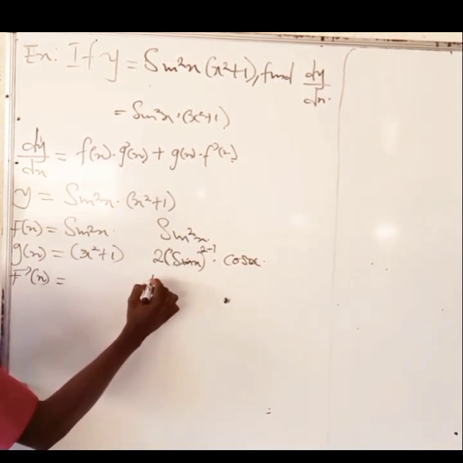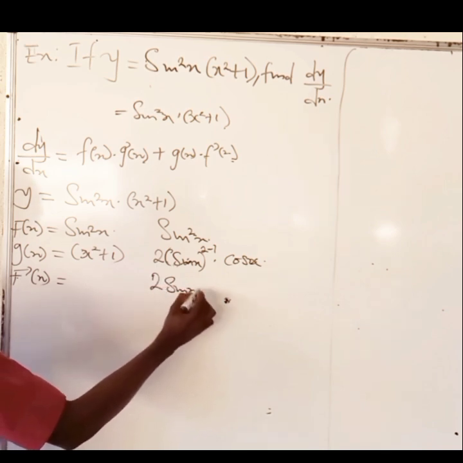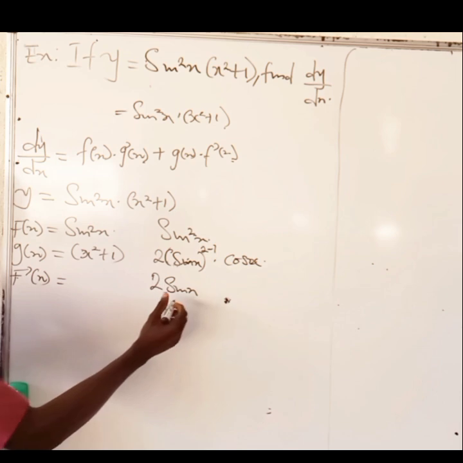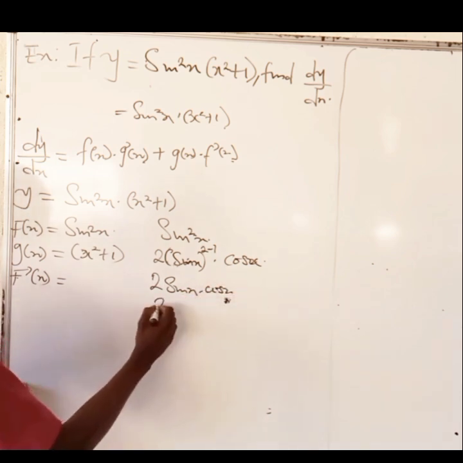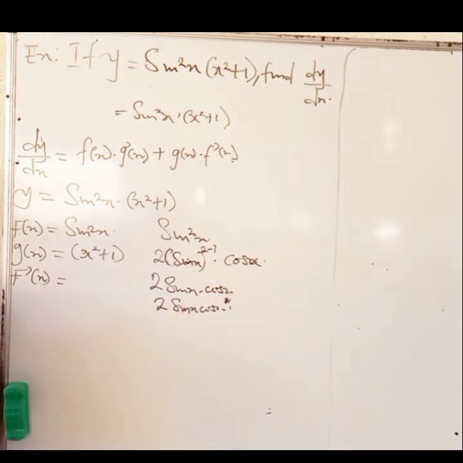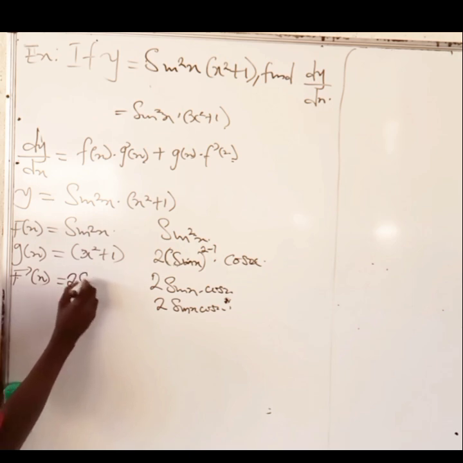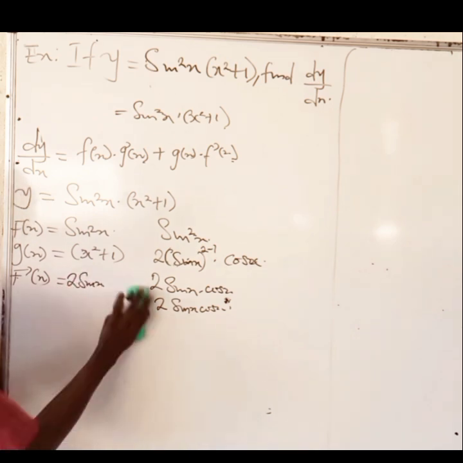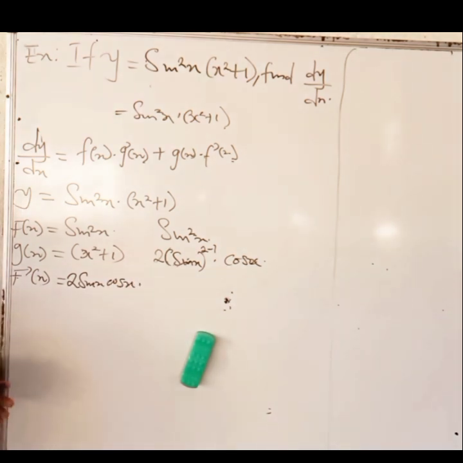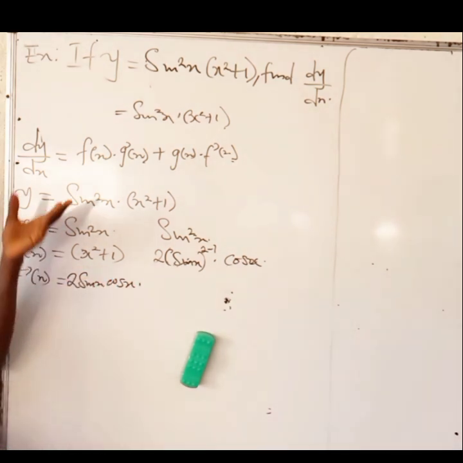So the answer is going to be 2 sin x. 2 minus 1 is going to give you 1, and sin x raised to power 1 is going to give you sin x multiplied by cos x. So your answer is going to be 2 sin x cos x. So if you are differentiating sin²x, f prime of x is going to be 2 sin x cos x. For those of you that don't understand how we get 2 sin x cos x, you can check my previous video. There is a video on chain rule.